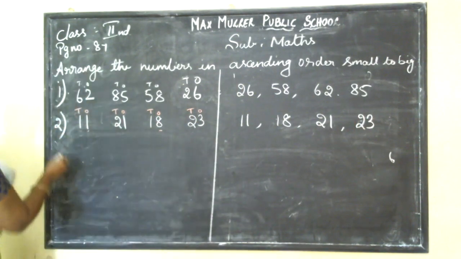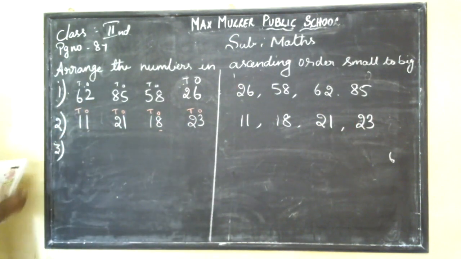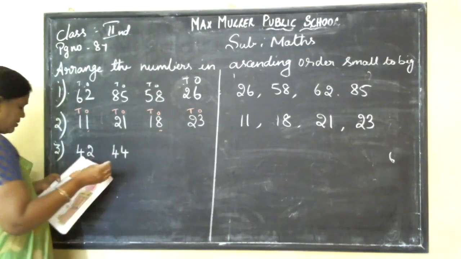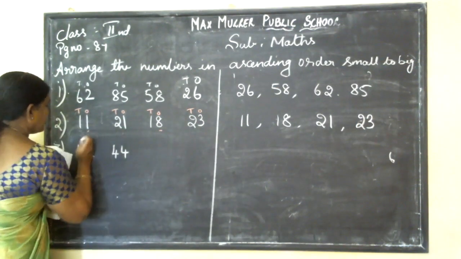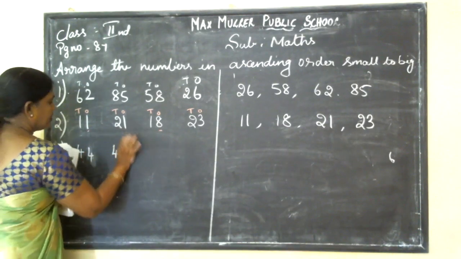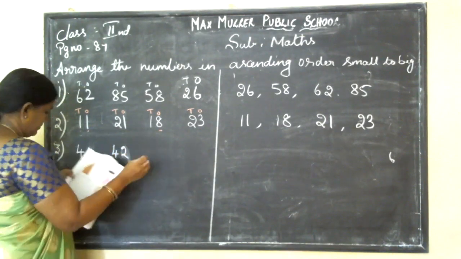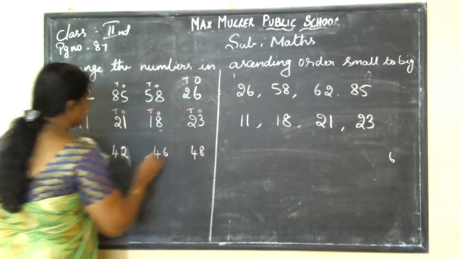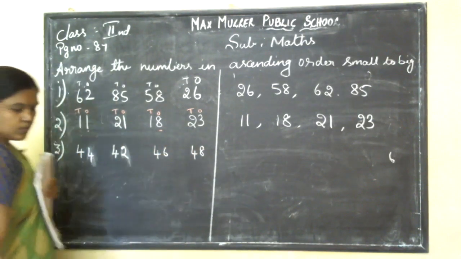Third one: 42, 44, sorry children, 44, 42, 46, 48.